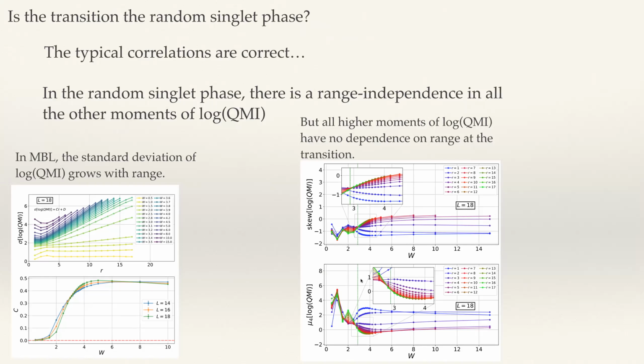Okay. We can do the same thing for the fourth moment. I think it's the kurtosis. We have a bunch of lines of different range. We zoom in, we look at the transition, and they all cross essentially at a single point.